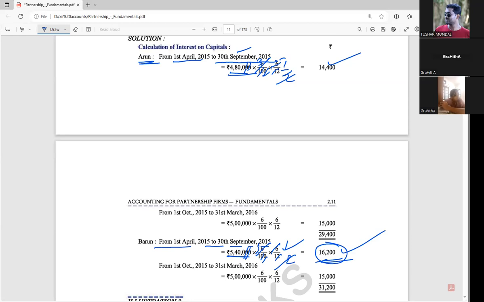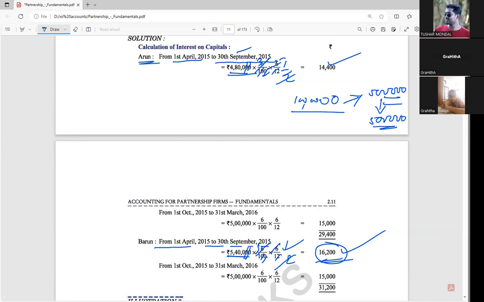Now, the first part we already understood. The next part is how much the amount should be from October 1. What they told is that from October 1, the total capital of the firm should be 10 lakh. Correct? And they will contribute equally. So that means what? One contributes 5 lakh, another contributes 5 lakh. Same.